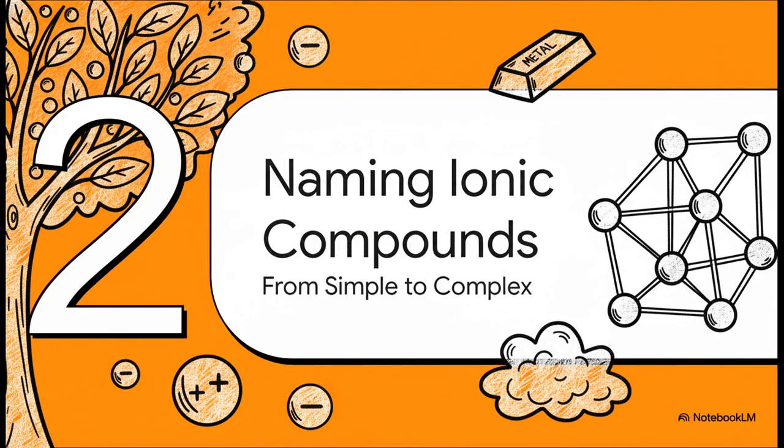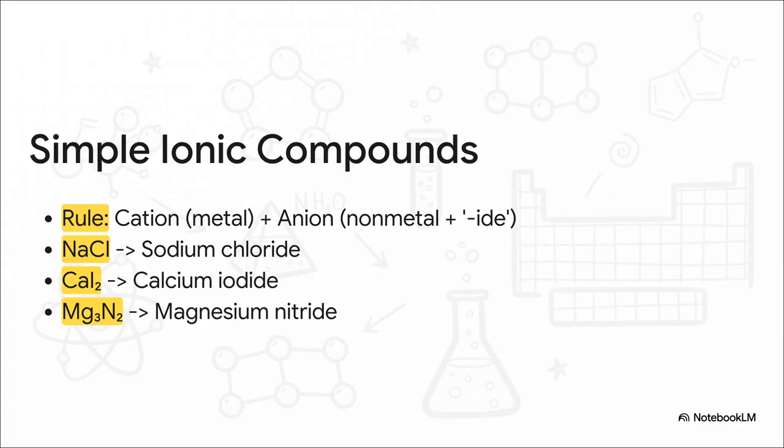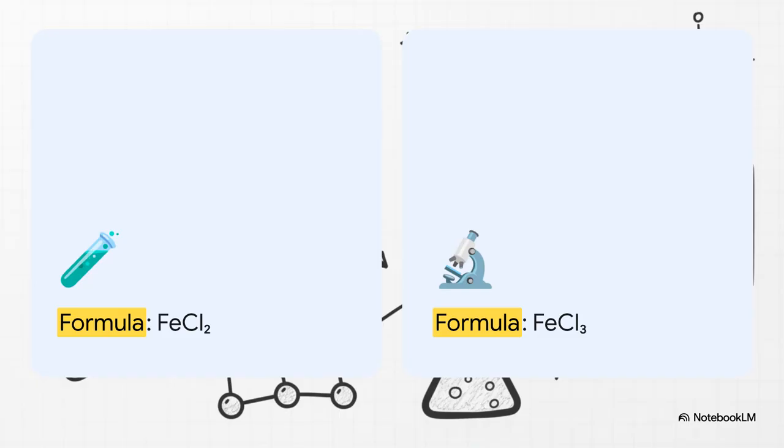Okay, so let's head down that first major path on our tree, ionic compounds. These are usually what you get when a metal and a nonmetal get together. Now for the easy ones, the compounds where the metal always has the same charge, the rule is a piece of cake. Seriously, you just say the metal's name, then you say the nonmetal's name, but you swap its ending to "ide." So NaCl? It just becomes sodium chloride. It's really that straightforward.